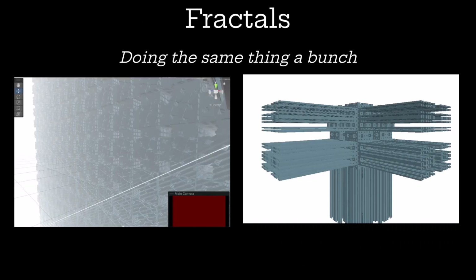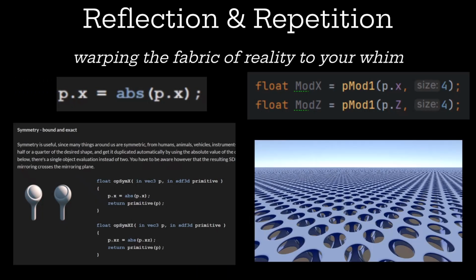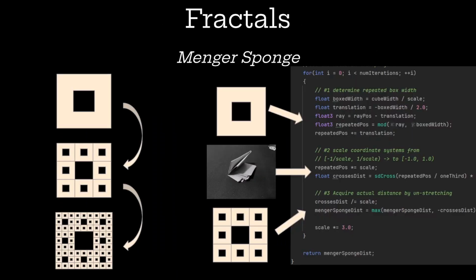Ultimately, fractals are just doing the same thing a bunch of times, but this can be deceptively difficult, and that's reflection and repetition. Basically, you take a coordinate and literally change its coordinate evaluation, and the goal is to represent as complex a figure as possible using as few evaluations as possible. And this is how you apply those principles to fractal generation.